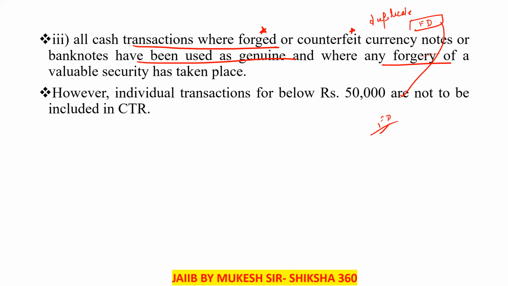So all cash transactions where forged or counterfeit notes or bank notes have been used as genuine, and where any forgery of a valuable security has taken place. However, individual transactions below rupees 50,000 are not to be included under the CTR. That is the cash transaction report.